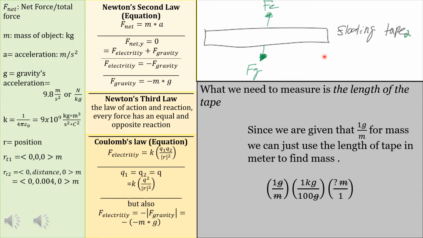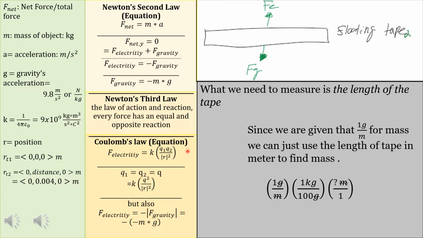The third law is a law of action and reaction. Every force has an equal and opposite reaction, especially when the net force is equal to 0, meaning any forces have to be opposite of each other. If you have two forces, they have to be opposite each other.